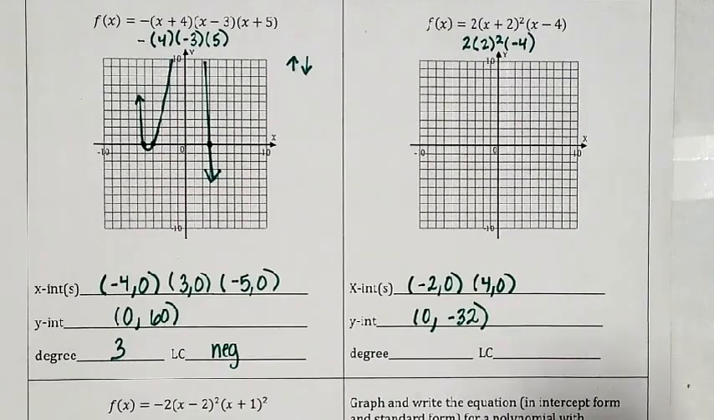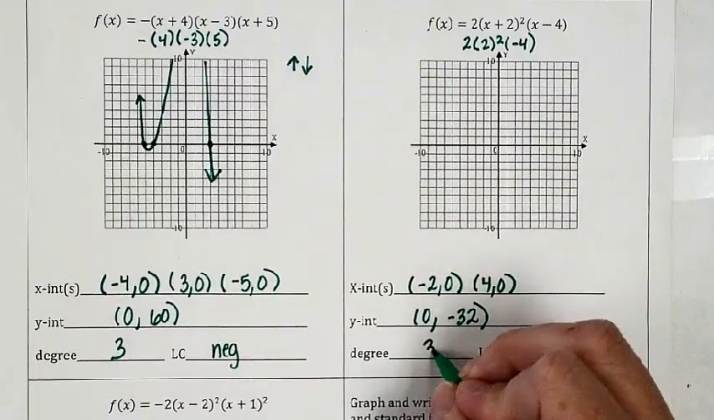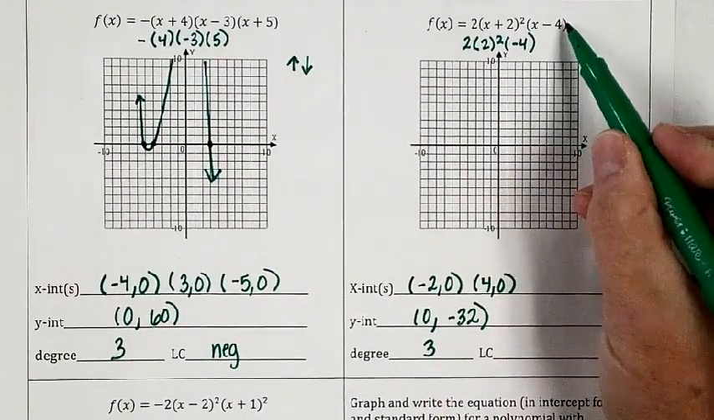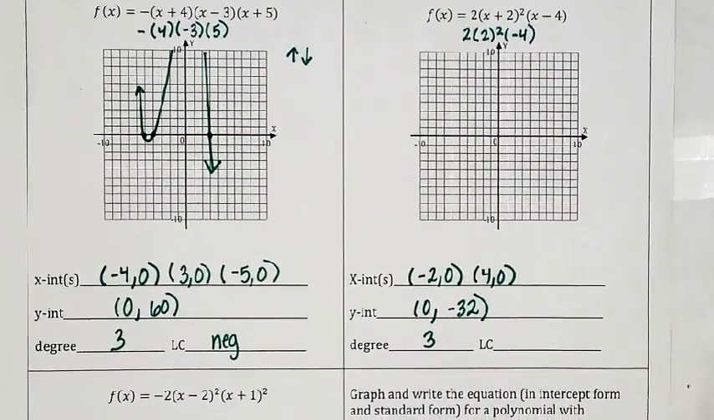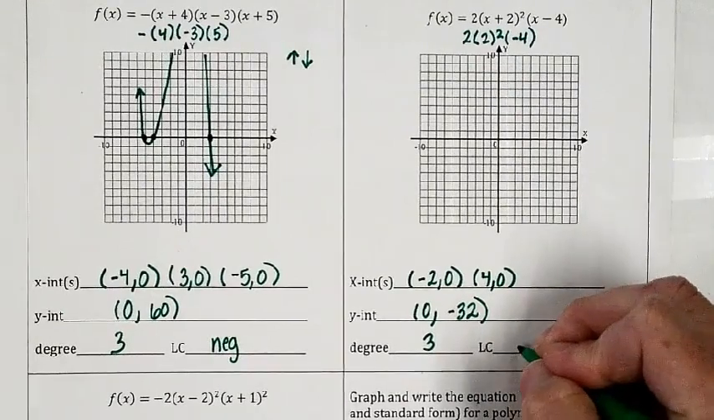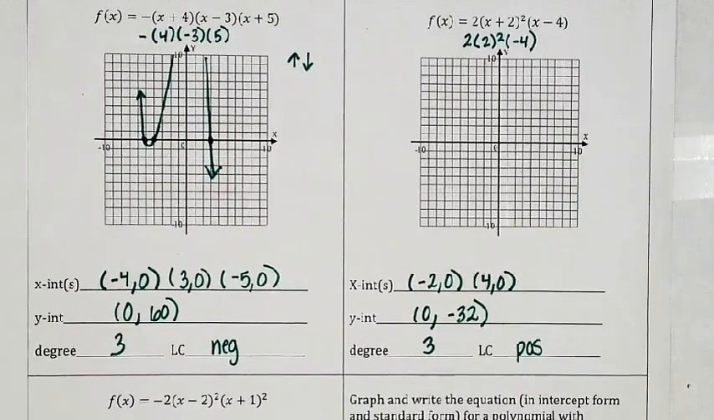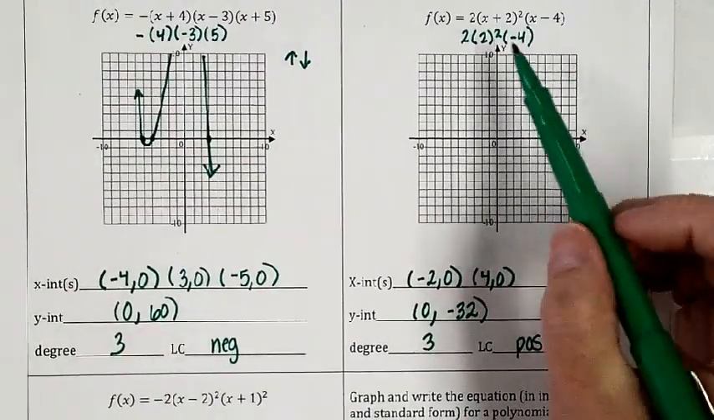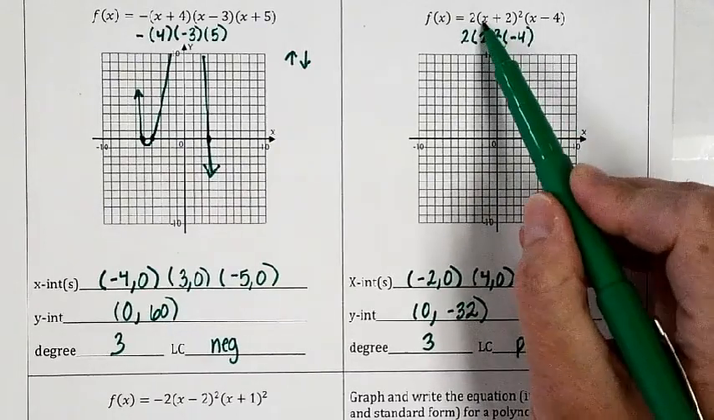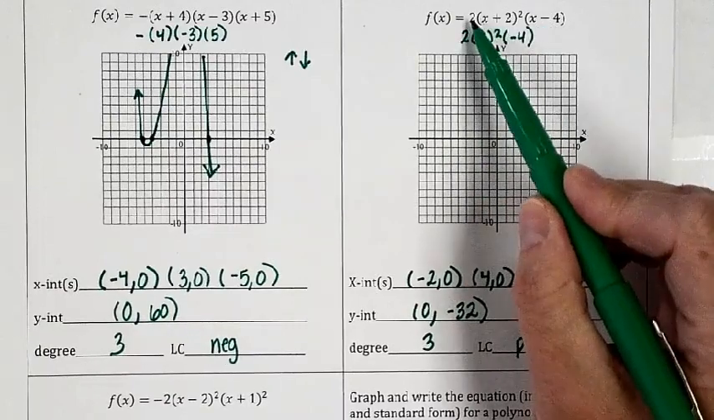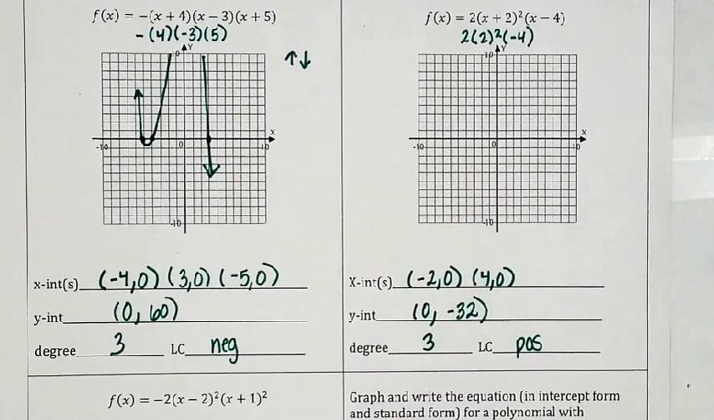What is my degree? 3. So 2 plus 1 is 3. There's no x out here, so it's just 3. And leading coefficient, positive or negative? Positive. You could also figure that out. I know that there's a 2 here, but how we would also do it is multiplying all the coefficients together with the number on the outside. 2 times coefficient of 1 here, coefficient of 1. 2 times 1 times 1 is 2.